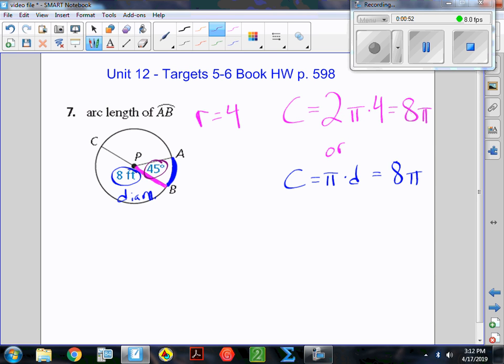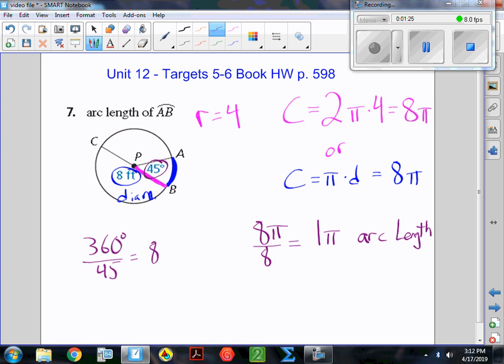Different ways you can look at that. One of the ways we talked about in class was you could say that 360 degrees divided by 45 is 8. That means that 45 degrees happens 8 times in the circle, or that this piece I'm looking at is 1/8 of the circumference. So if I want 1/8 of the circumference, I'm going to take 8 pi and divide by 8, which is 1 pi. So my arc length is equal to 1 pi.